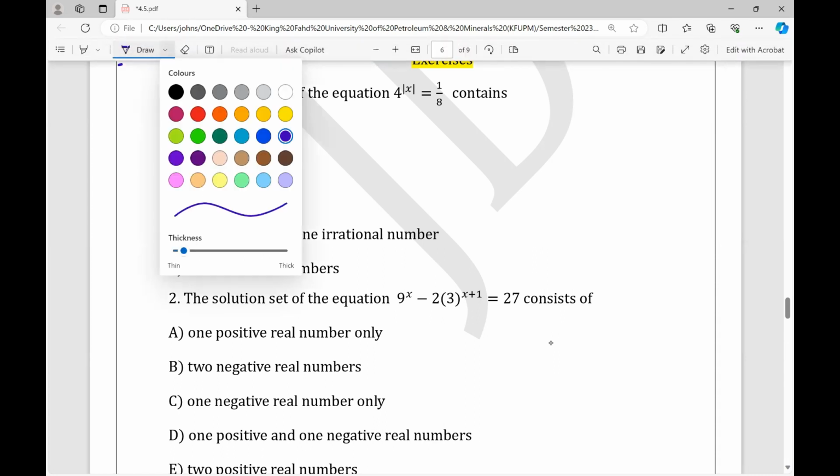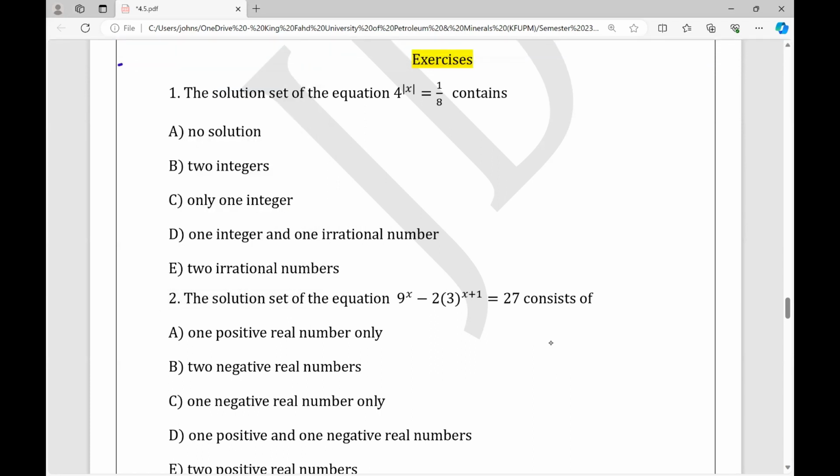We can first of all rewrite the absolute value. Don't forget that the absolute value of x can be written as 4 to the power x when x is greater than or equal to 0, and 4 to the power minus x if x is less than 0. Now, since we have this equation, the problem becomes 4 to the power x equals 1 over 8, but this is when x is greater than or equal to 0.